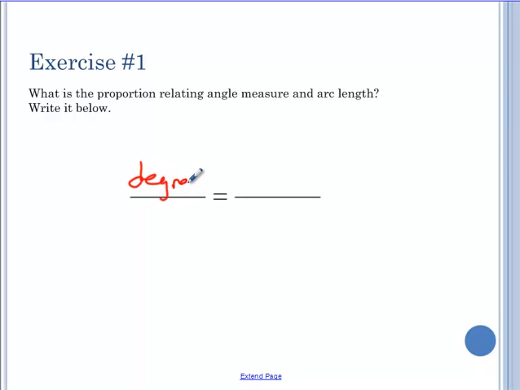It was degrees over 360, degrees over degrees, length over length, but this one was arc length over length of the entire circle, which was 2 pi r, or circumference. You could have also said pi times diameter.